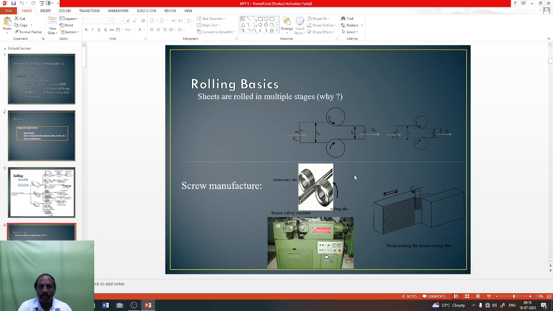So the example is screw manufacturing. A stationary die is there, and both dies will be rolling, and the threads are available in the dies. The two dies will be rolling, and in the middle part you get the screw. So this is the rolling die, and this is meant by reciprocating flat threaded rolling dies. By passing forward and reverse, you will get the reciprocating flat thread rolling dies.